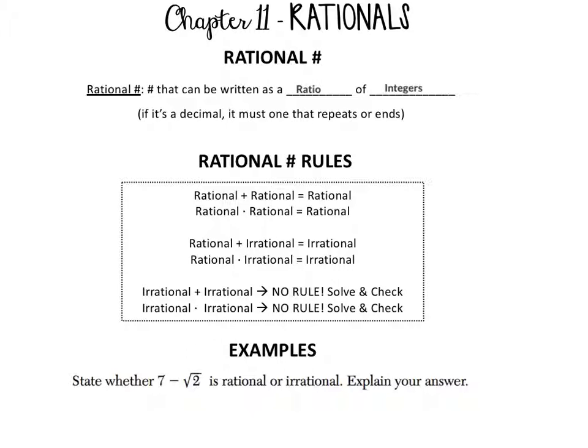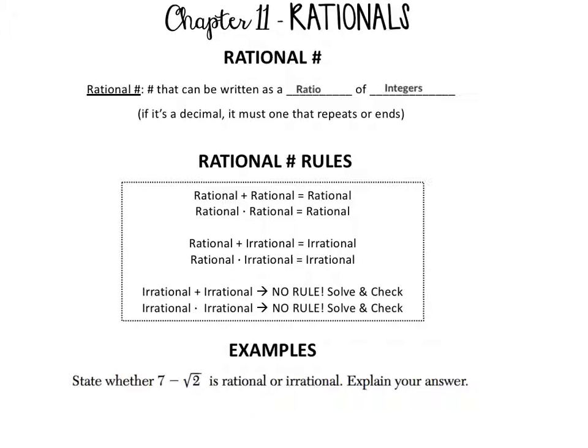So essentially, rational numbers can be written as fractions or decimals, as long as they're decimals that either repeat or end. But the real key here is to know the definition that it's a ratio of integers. That's what you want to use in your explanations when you're answering questions on the Regents exam. There's all sorts of rules for rational numbers.